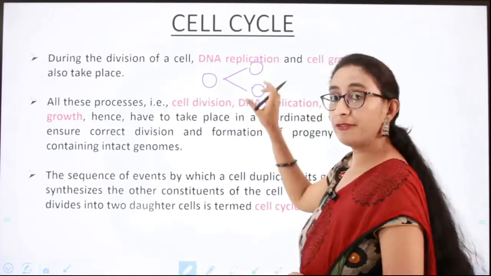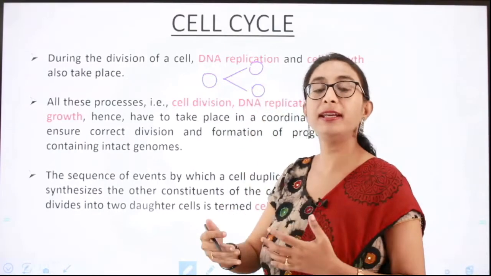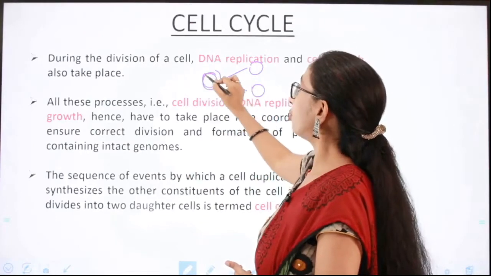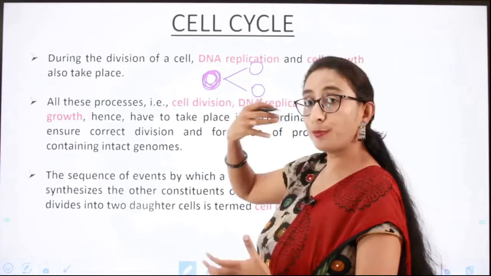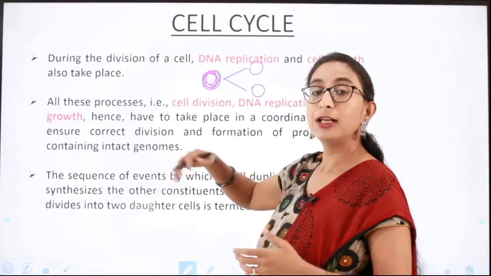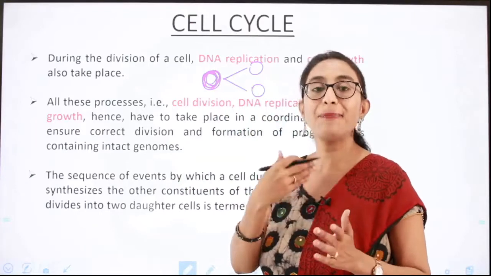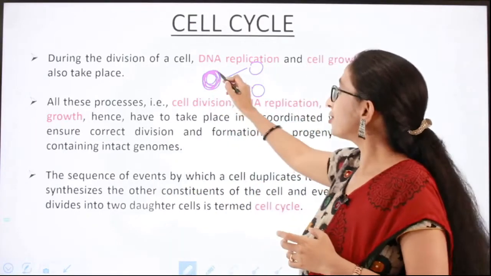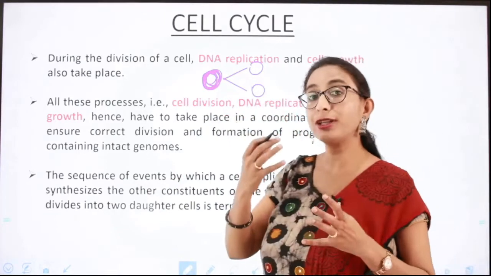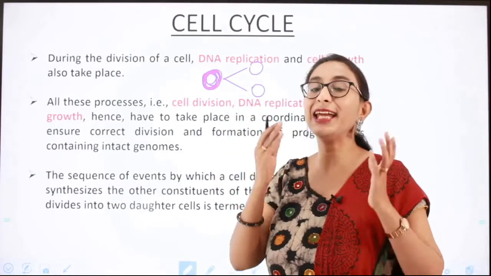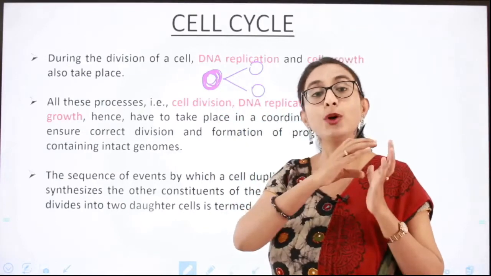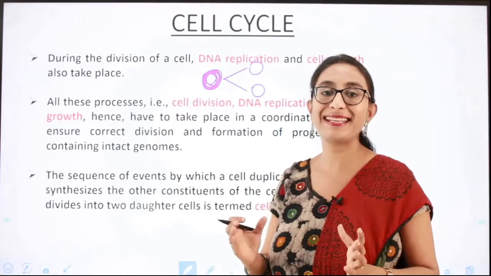Now, if it has to give equal quantities of genetic material and other cellular constituents to each of them, then this cell has to grow in size and it also has to make twice the amount of genetic material that it already has. So this process of cell growth, replication of DNA and the division of the parent cell into two daughter cells, making sure that both the daughter cells get an equal amount of genetic material and other cell constituents, has to be in a coordinated manner, and this is called the cell cycle.